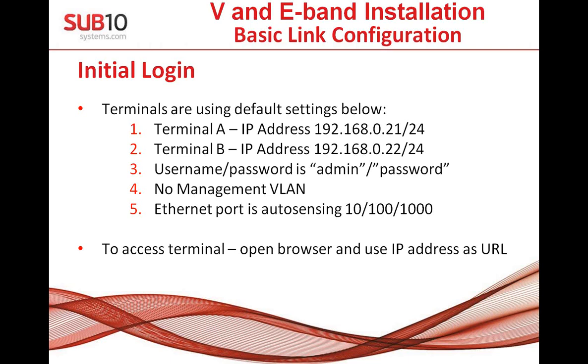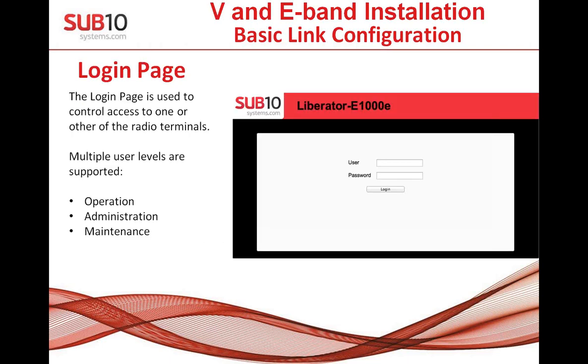If you need access to the device, it's very easy. If you power up the device and configure an address on your computer in the same range, for example 192.168.0.111 and a 24-bit mask, then you can open the browser, put 192.168.0.21 as the URL, and the system will log you in to the device. This is exactly what you see now.